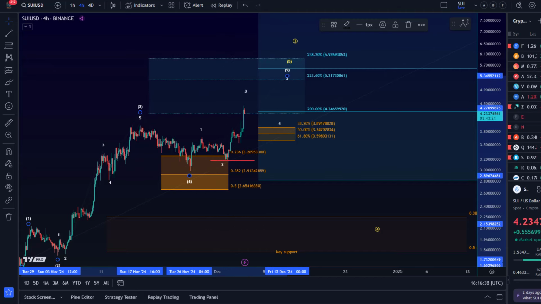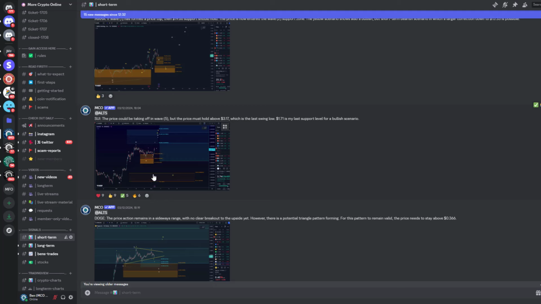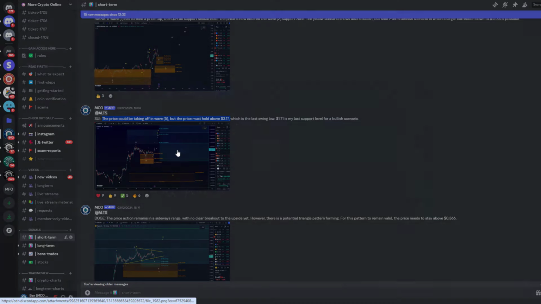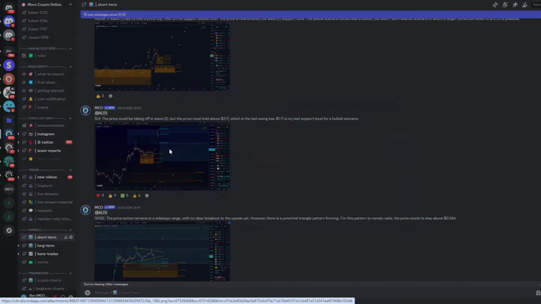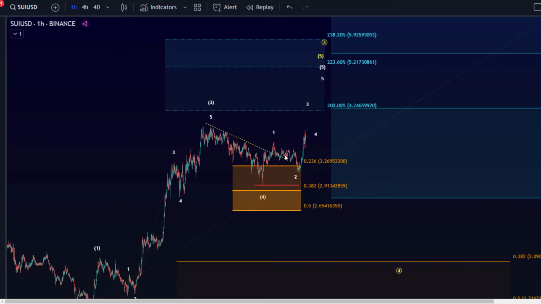Two to three days ago, I posted on Discord for our gold members already that the price could be taking off in wave five, but the price must hold above 317, which it did, which is the last swing low. And it already started to follow the roadmap back then. You see the price here was just starting to move up. We were already watching for it when it was starting here, and I labeled it 1-2. And it's following it.